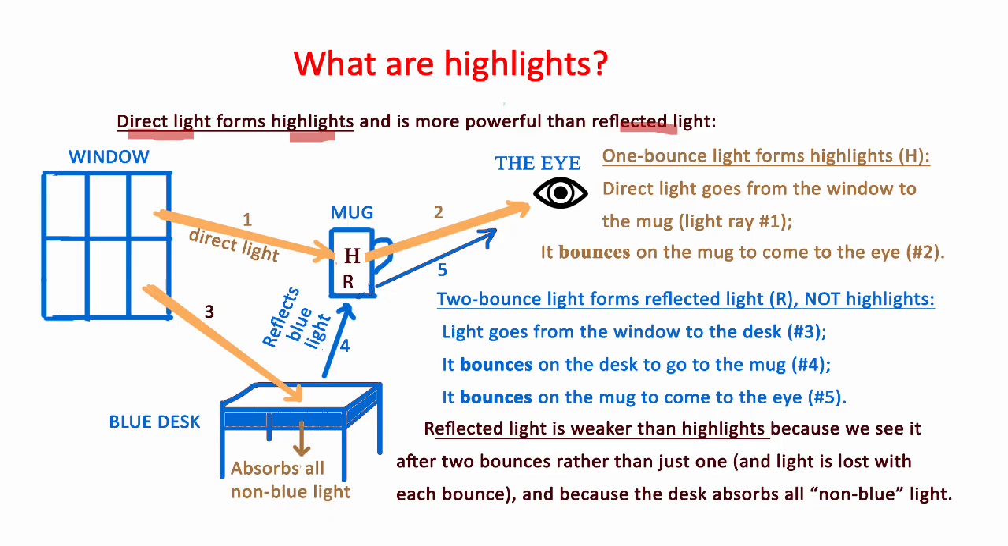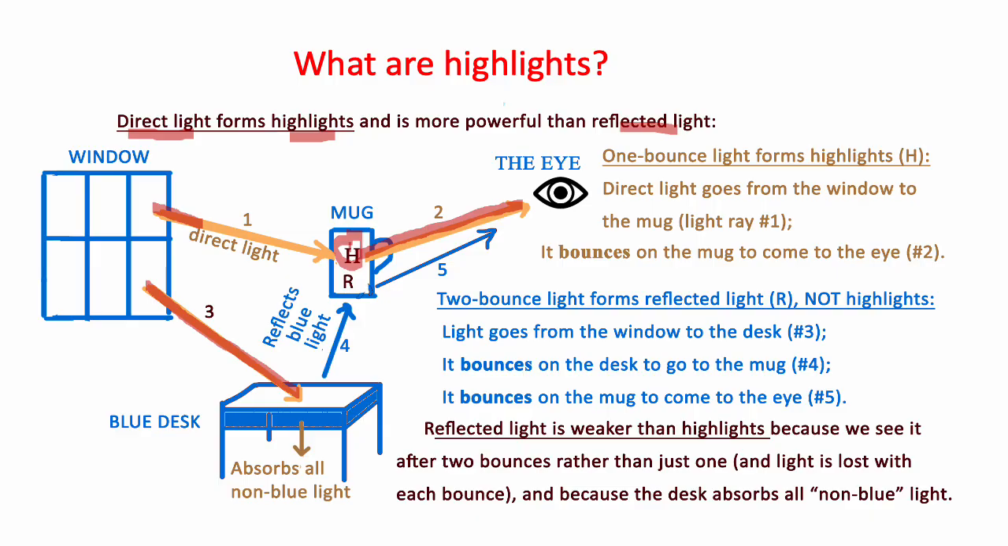So when light comes from a light source, like a window, it hits the mug and causes a highlight. This highlight looks exactly like the window, and it sends that information to our eye, so we see the little window on the mug. In contrast, light from the window hits the desk.